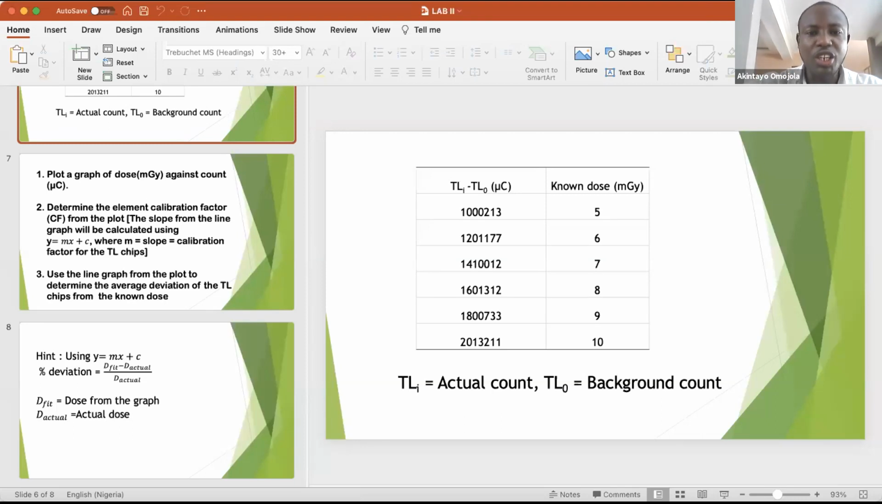Okay, somebody wrote calibration is 5. Is it okay? Somebody wrote calibration is 5. And we are going to see our answer. I need more answers for us to get our calibration. Then that person that got 5, calibration factor is 5, needs to move forward and determine, using the line graph, the average deviation of the TL chips.